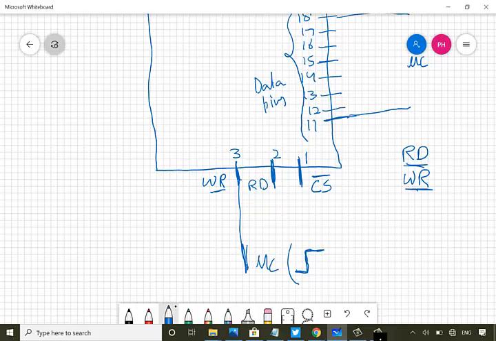Read pin. When the ADC converts the analog input to its binary equivalent, it holds it in an internal register. There's an 8-bit internal register.